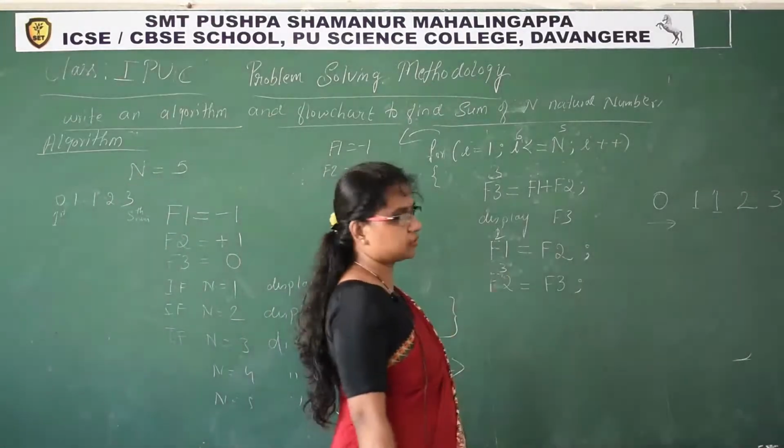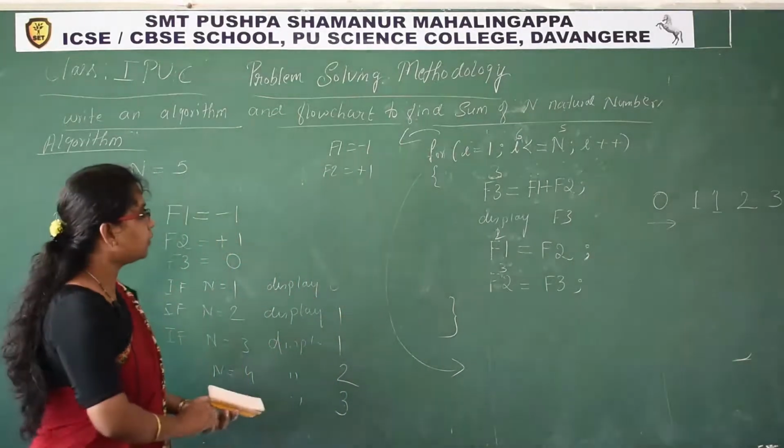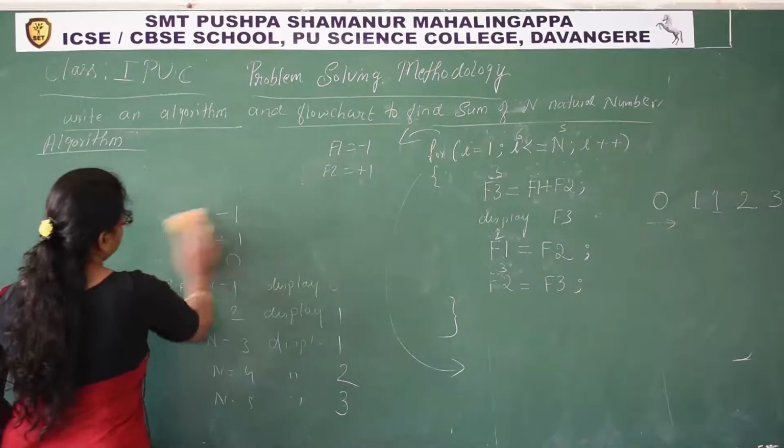So this is the logic to display the Fibonacci series with a given limit. Now let us write the algorithm.